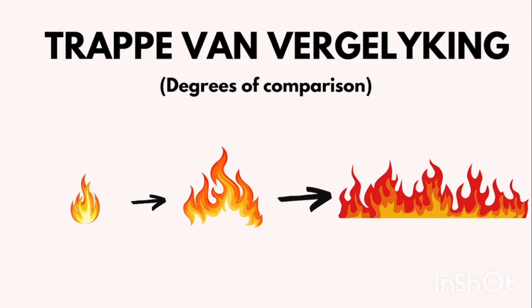Today we are looking at trappe van vergelyking. So what I love about trappe van vergelyking is the fact that it's very easy to learn. It counts at most maybe 2 marks in a test. You'll find the one in basically the grammar part of the paper, and then you might find another question regarding trappe van vergelyking in an advert or a strokiesprent, a cartoon type of thing.